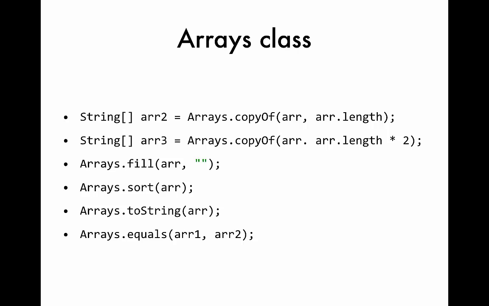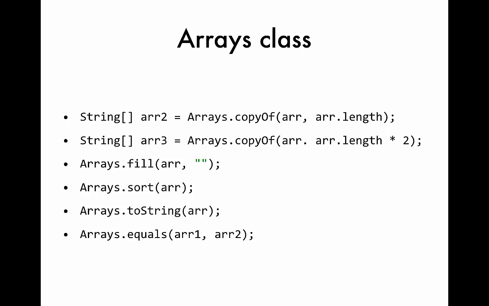If you're going to do a lot of work with arrays, it's a good idea to become familiar with the Arrays class. That's Arrays with an S. This class includes a lot of helper methods for arrays. For example, you can use Arrays.copyOf to make a copy of an array. You simply provide the array you want to copy as an argument, and you give the number of elements you want to copy. In the case of the first bullet, we're asking to copy all of the elements in the array, and it'll create a new duplicate array with the same number of elements.